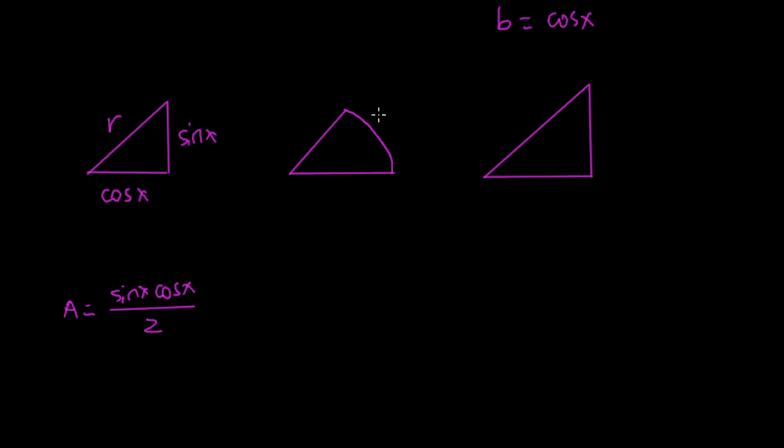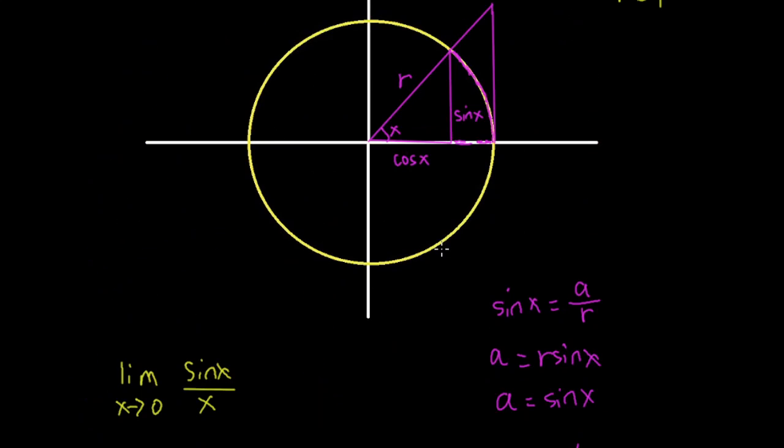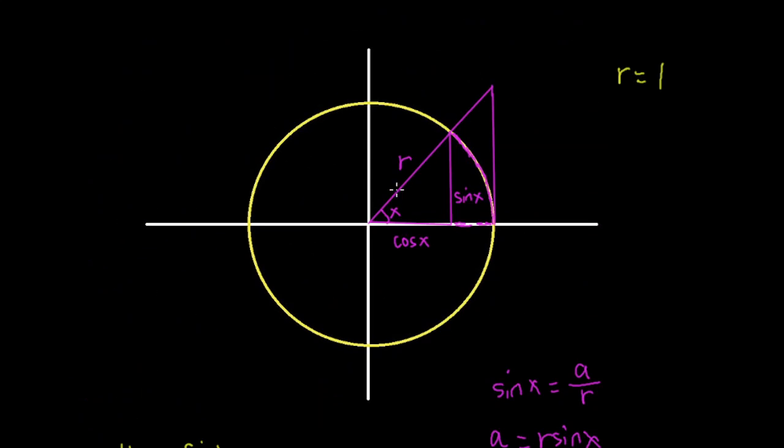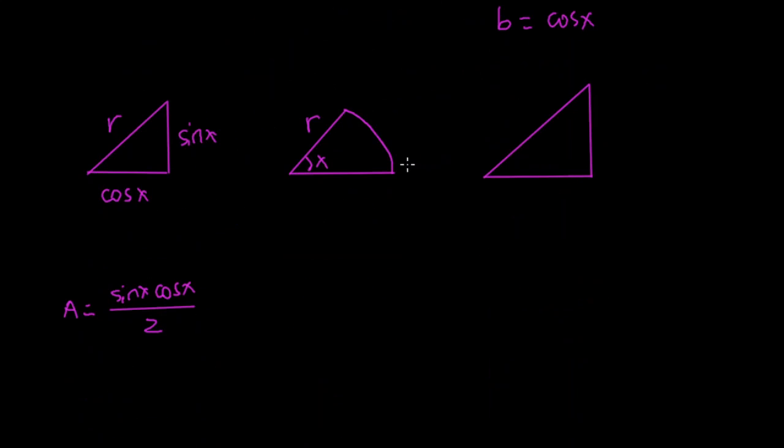Okay, what's the area of the sector here? Now we know that this is angle x here, and this is the radius, r, right? From this diagram here, okay? So angle x and radius r. The area of a sector is usually half times the angle, which is x, times r squared.